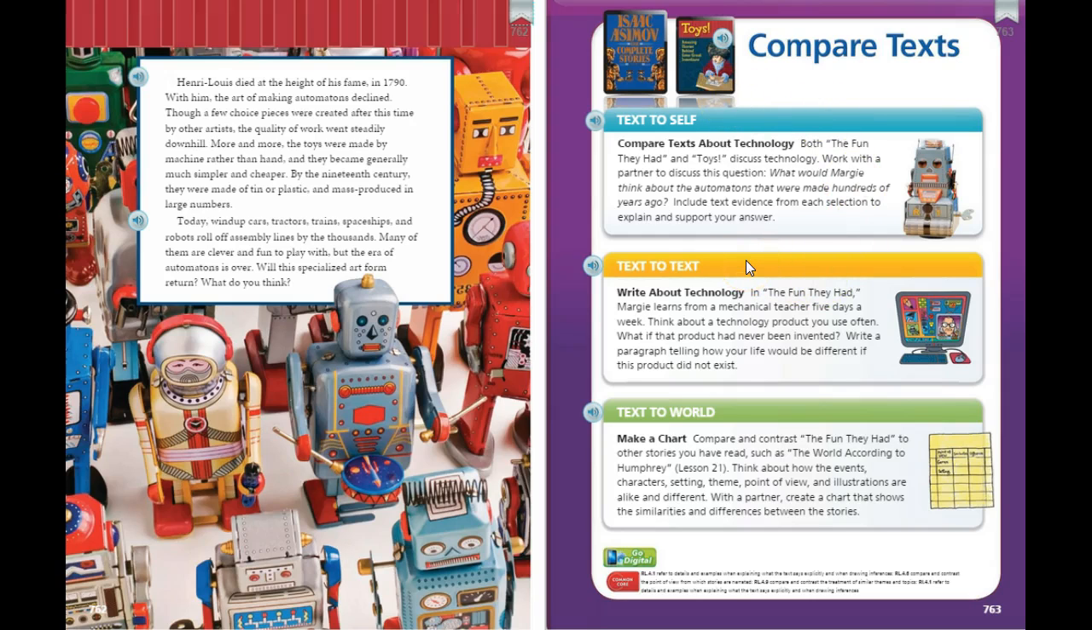In text to text, you are going to think about a technology product you use and what if that product had never been invented. You're going to write a paragraph telling what your life would be like if it didn't exist. In text to world, you're going to compare and contrast the fun they had to other stories, such as The World According to Humphrey, which is lesson 21. You're going to think about the events, character, setting, theme, point of view, and illustrations, and how they are alike and different. And you're going to create a chart to show the similarities and differences between the stories. So again, you only need to choose one of these. Have fun.